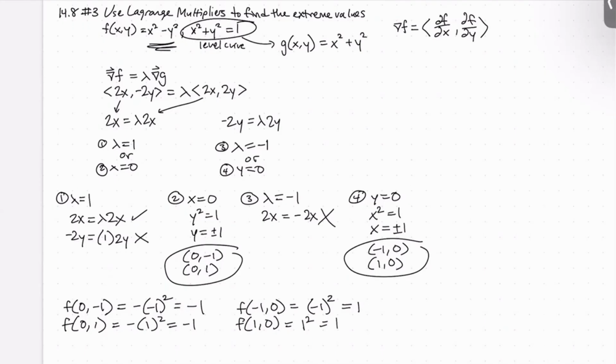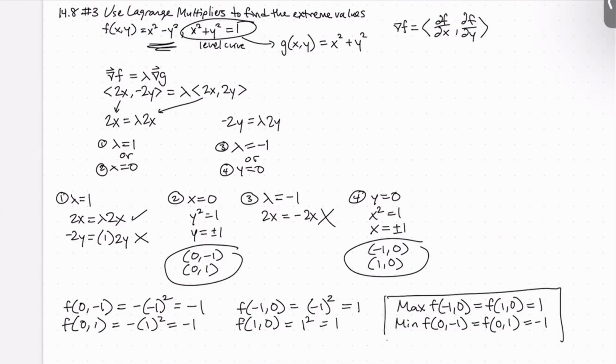So our final answer is that we have a maximum of f of (-1, 0), which equals f of (1, 0), which equals 1. And then our minimums are f of (0, -1), which equals f of (0, 1), which equals -1. And this is a valid way to format your final answer. Hope this helped.